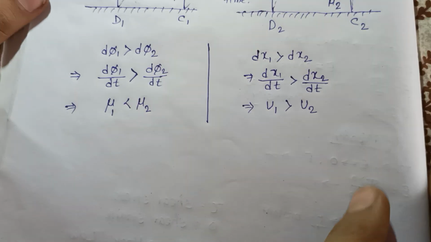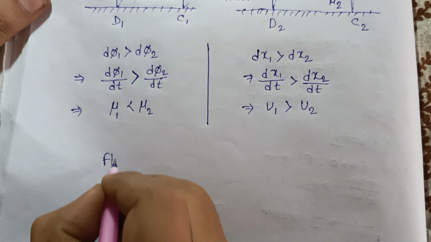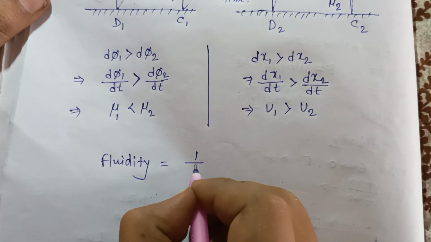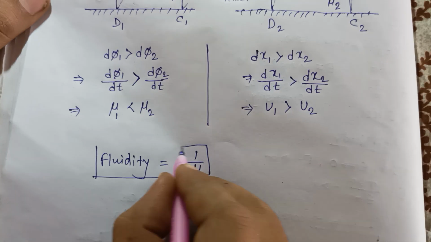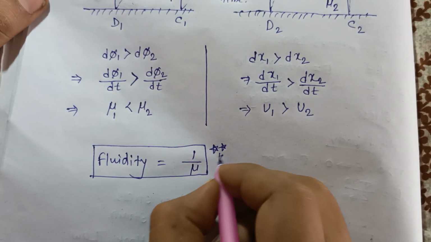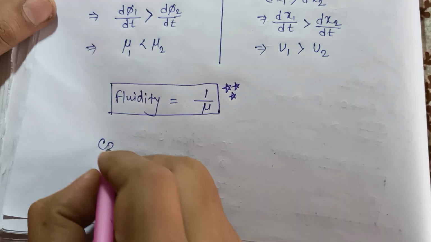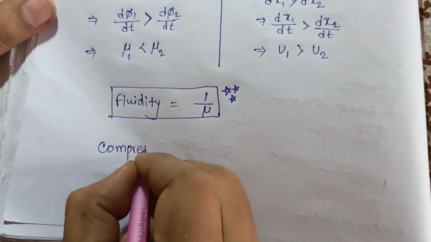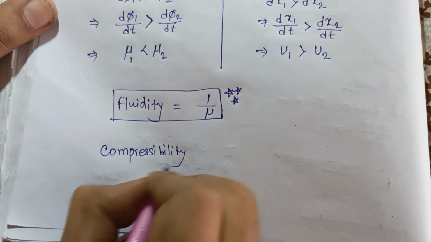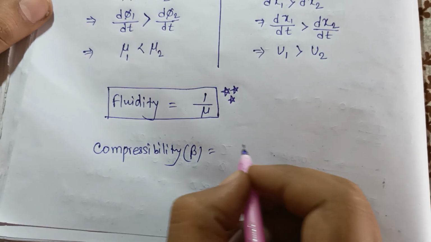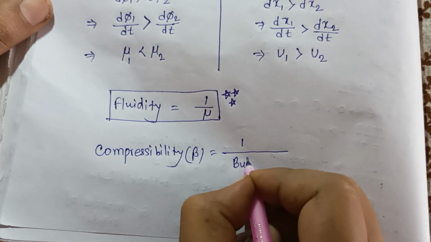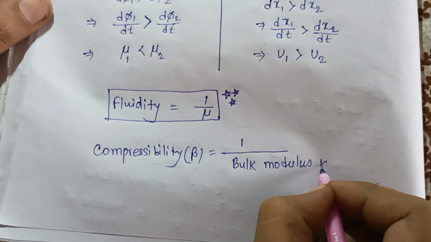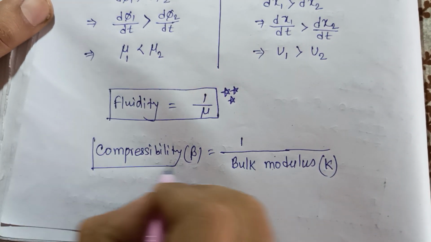Now there is another property, that is fluidity, that is equal to 1 by mu. It is a property of the fluid, important. And compressibility, we will discuss what is compressibility and bulk modulus. Just remember compressibility beta is equal to 1 by bulk modulus K, important. So this is also important.